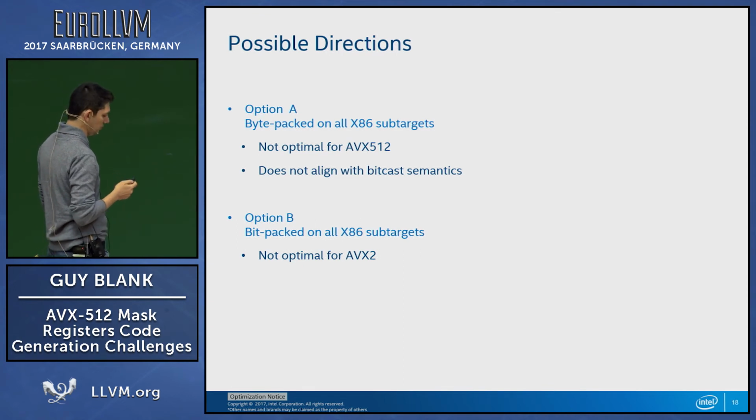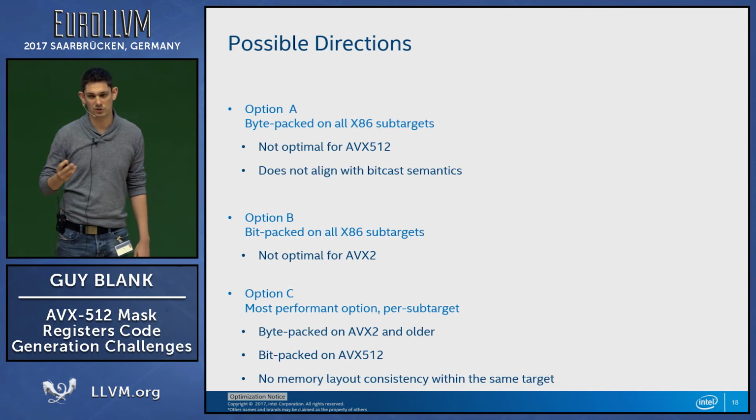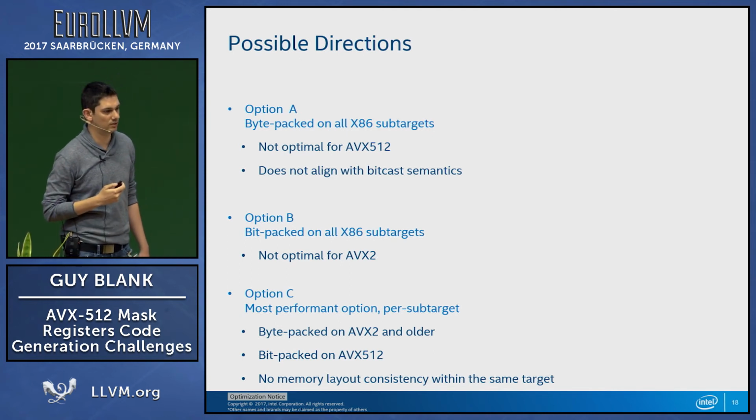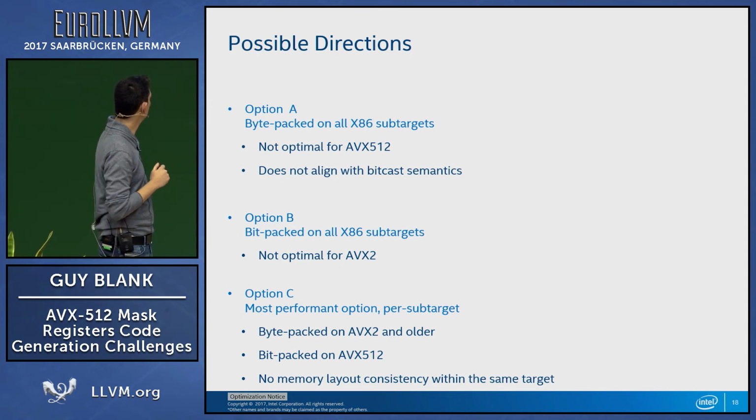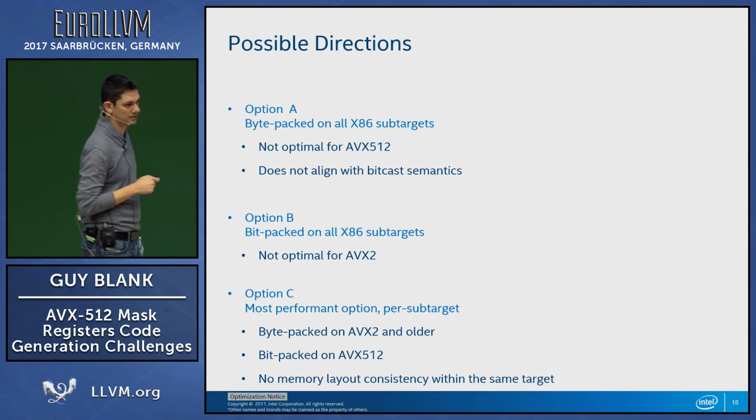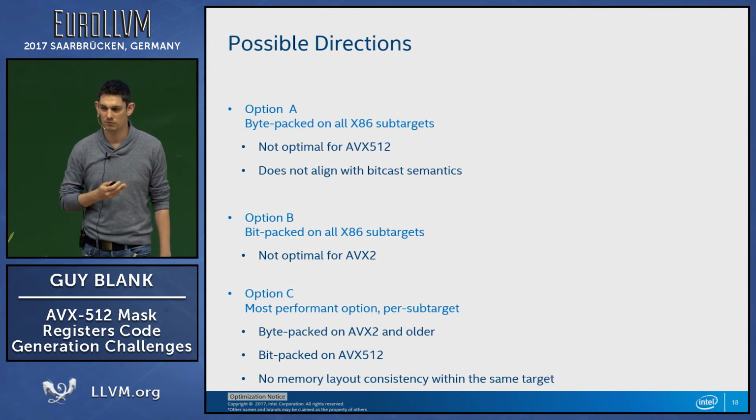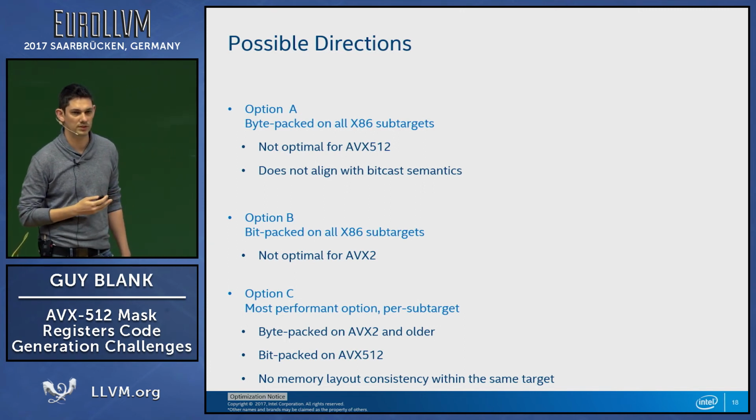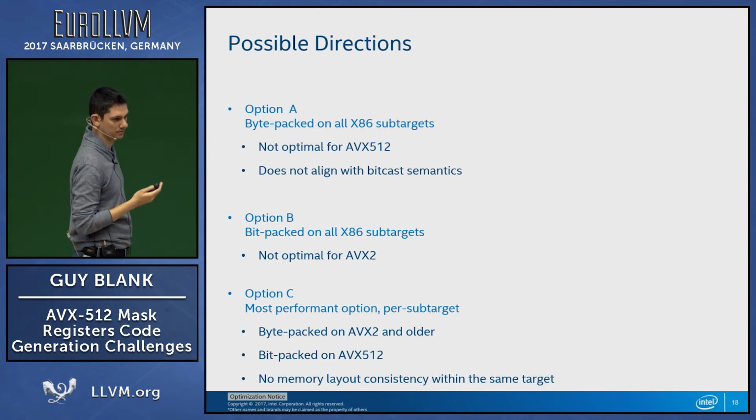And another option that we thought about is doing what's best per architecture, per feature. So bitpacking on AVX512 and bytepacking on AVX2. But then we will lose consistency even within the same target, and that can prove to be an issue. If we have, for example, a library compiled with AVX2 and an application compiled with AVX512, it's not clear how they will work together, right?